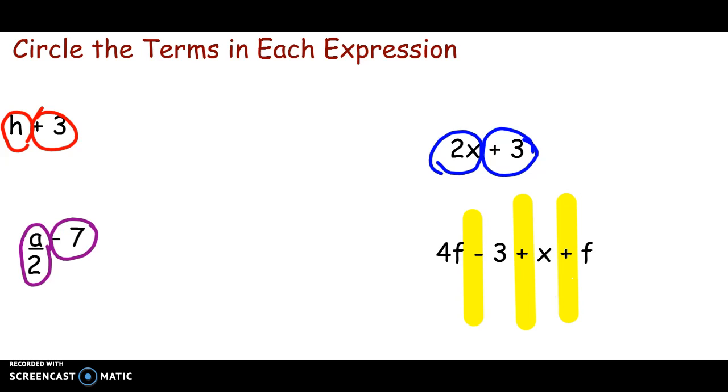So then when I go to circle the terms, your brain should say, okay, I have 4f, and then minus 3, and then plus x, and plus f. So there's 4 terms there.